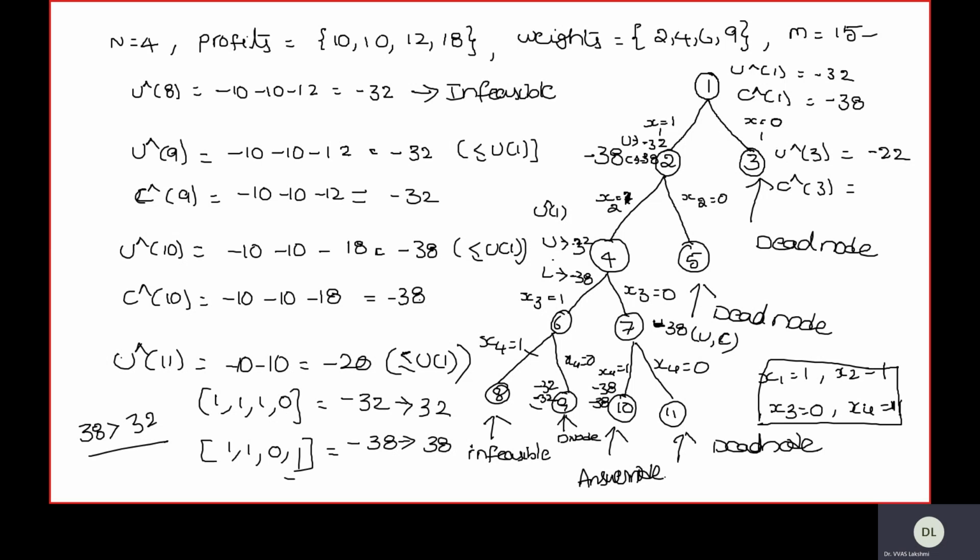That's why the final answer will become x1 is equal to 1, x2 is equal to 1, x3 is equal to 0, and x4 is equal to 1.